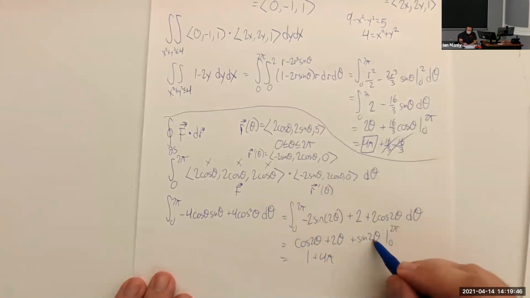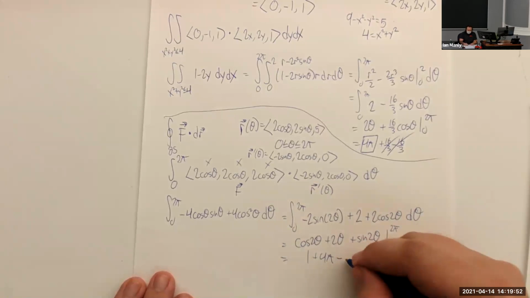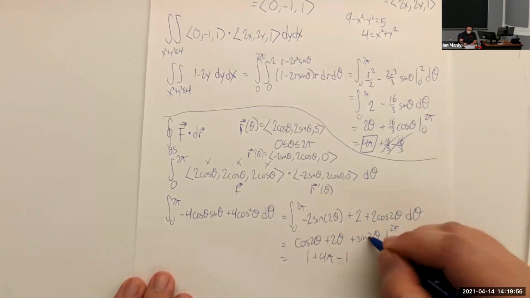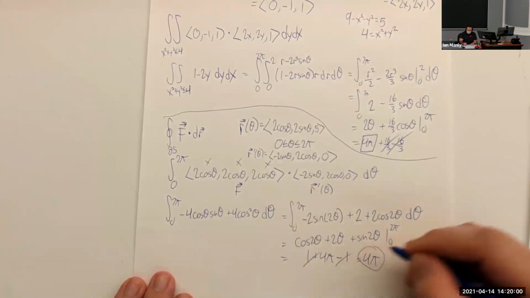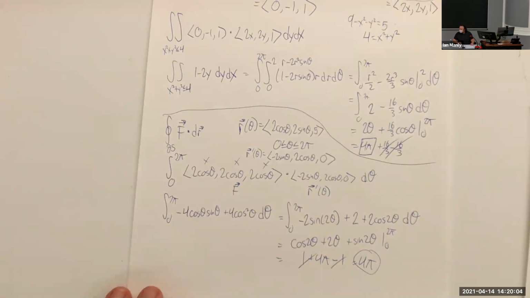We have 2 pi here. Sine of 4 pi is 0. Then we subtract. We plug 0 in here. Cosine of 0 is 1, so we're subtracting 1. And then we have 0 for this and 0 for this. And lo and behold, it turns out that Stokes' theorem works in this particular instance right here.